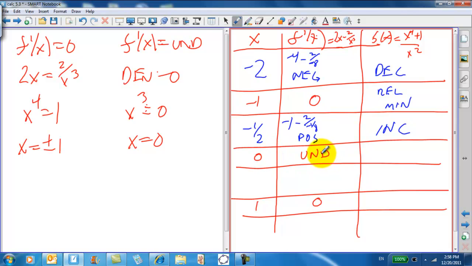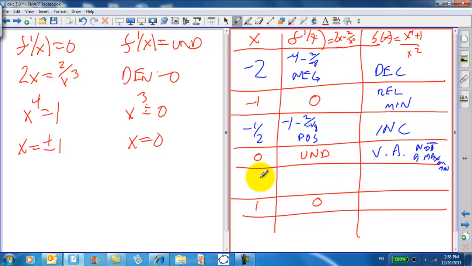So we went from decreasing to increasing, so it must be a relative min. Now 0 is undefined, so we've got to be careful here. The derivative is undefined, but the original function is as well, so there's no way it could be a relative max or min. So this is a vertical asymptote, so it's not a max or min. Even though the first derivative test might say otherwise, remember it has to be a critical number, so it has to be in the domain of the original function.